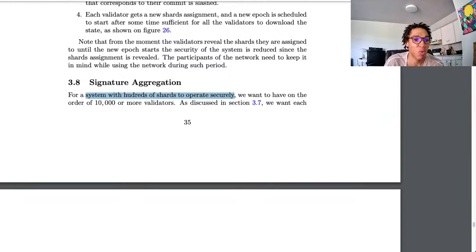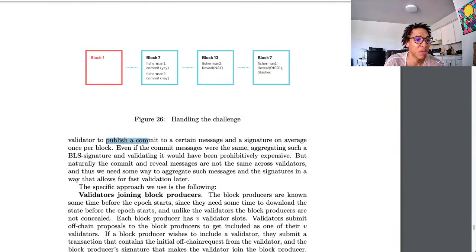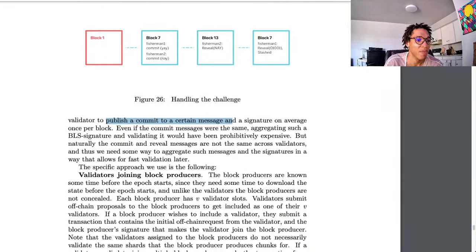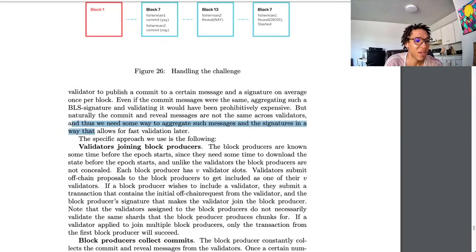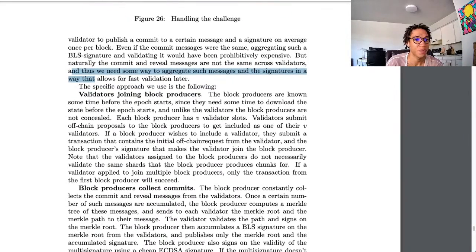As discussed in section 3.1, we want each validator to publish a commit to a certain message and a signature on average once per block. Even if the commit messages were the same, aggregating such a BLS signature and validating it would have been prohibitively expensive. But naturally, the commit and reveal messages are not the same across validators, and thus we need some way to aggregate such messages and signatures in a way that allows for fast validation later. Okay, let's see how they do it.